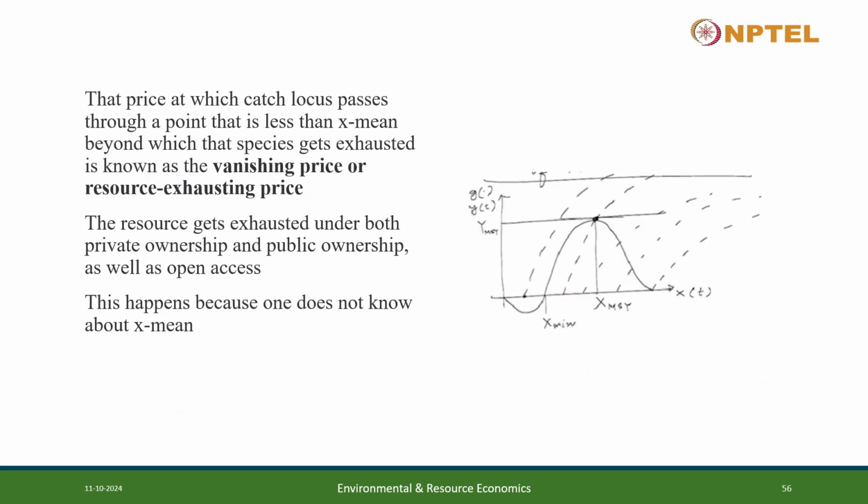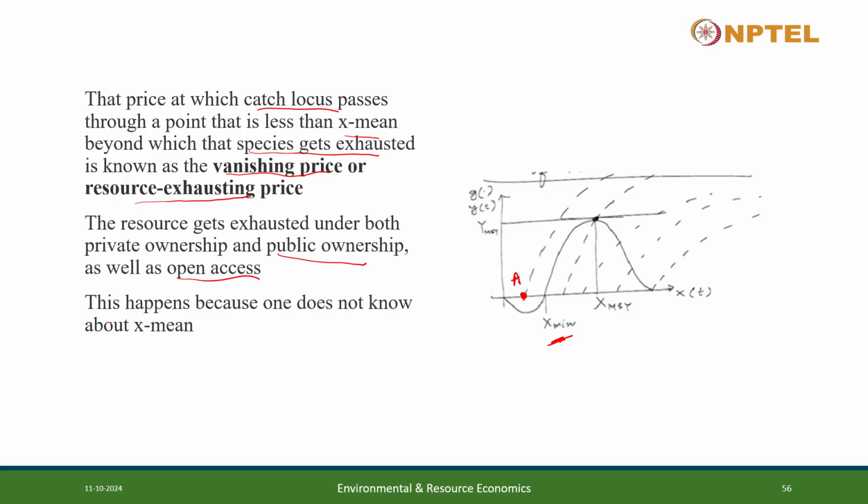So now, the price at which the catch locus passes through the point less than x min, beyond which the species get exhausted. This price is known as the vanishing price or resource exhausting price. So this point A, where the catch locus passes through the point less than x minimum, the resource will get extinct at this point. So this point is known as the vanishing price or resource exhausting price, and the resource gets exhausted under private ownership as well as public ownership as well as open access.